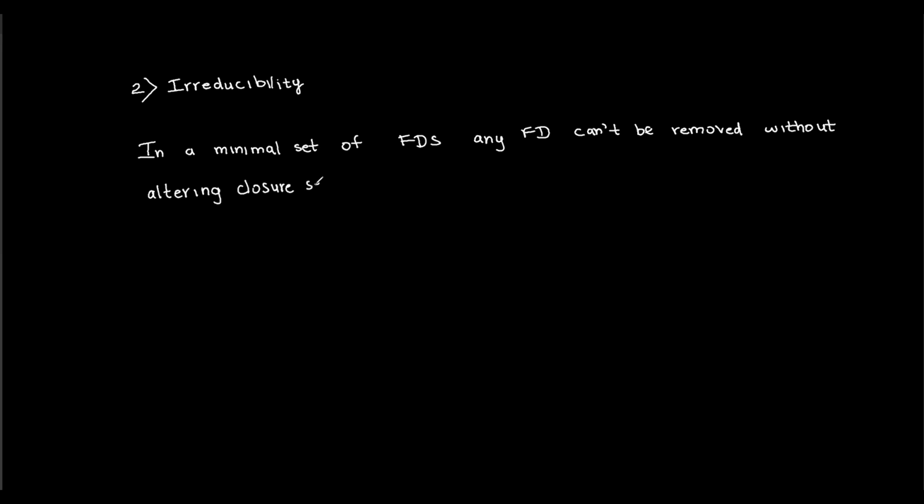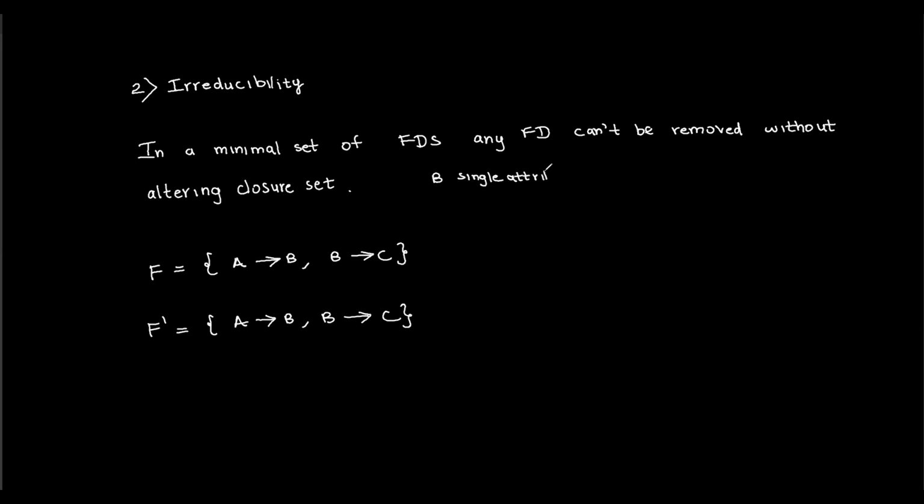Well, I will use another example for that. Let's say F equals A functionally determines B, B functionally determines C. So what is the minimal set of F here? What is F dash? Well, F dash is also A functionally determines B and B functionally determines C. I will explain why. Let's say B is a single attribute, and also C is a single attribute. Keep that in mind, or else this won't be a minimal set.